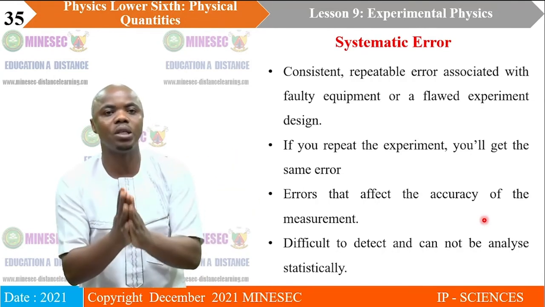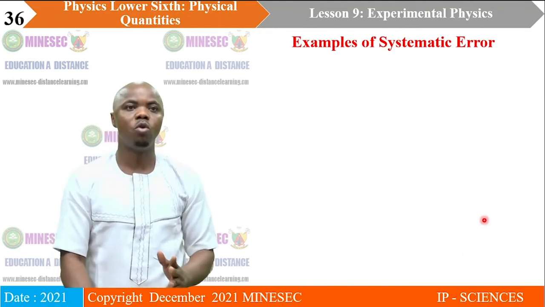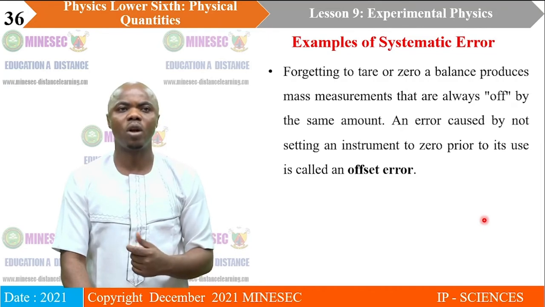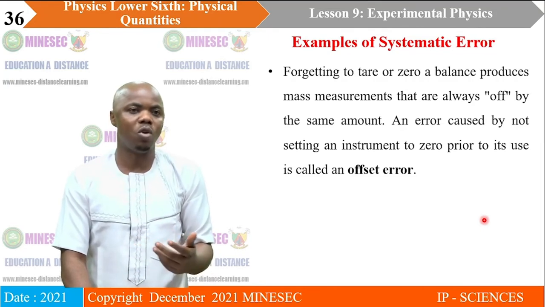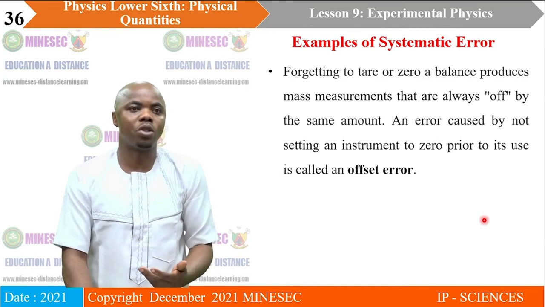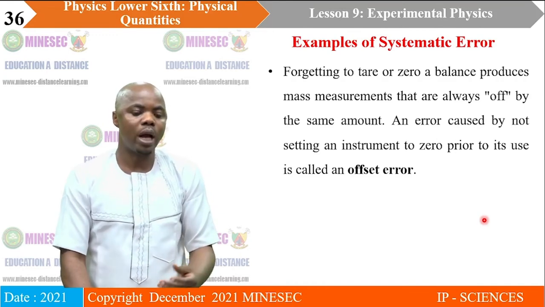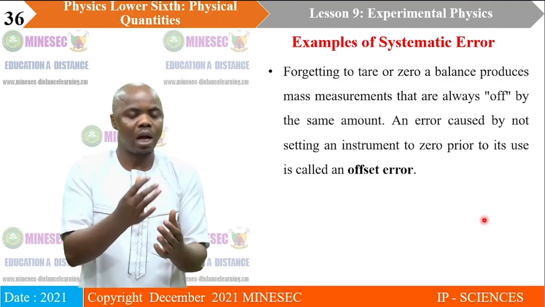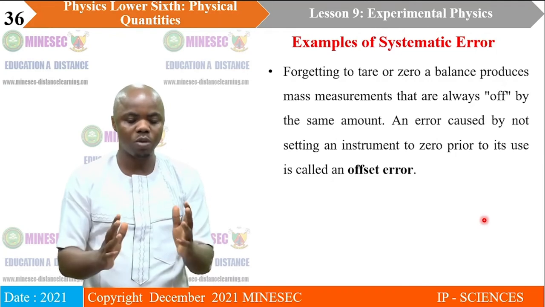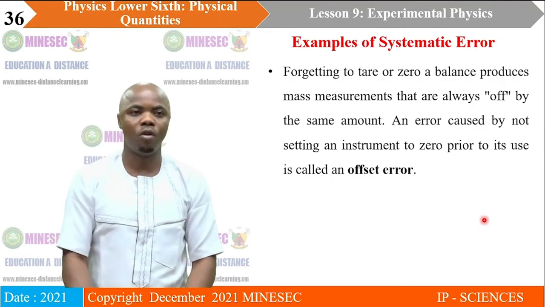You cannot analyze it mathematically. Some examples of a random error is forgetting that an instrument has a zero mark. You just start using it. An error caused by not setting an instrument properly to zero, like the spring balance, it starts from zero, at times may go below zero, you have to set it to zero. So forgetting all of these may make your measurements flawed.